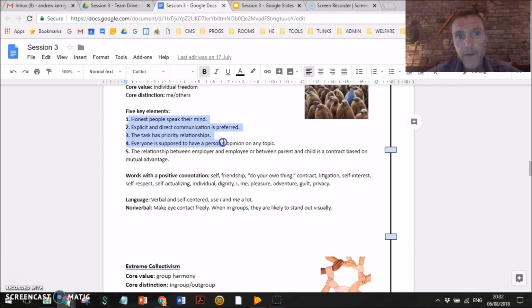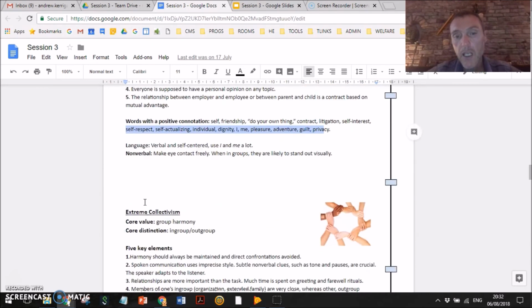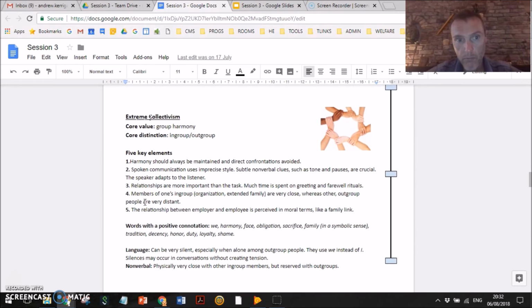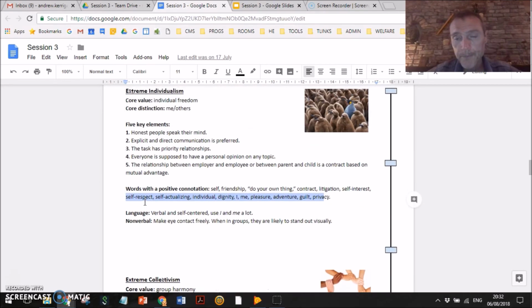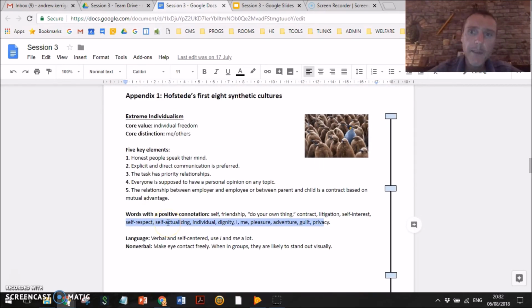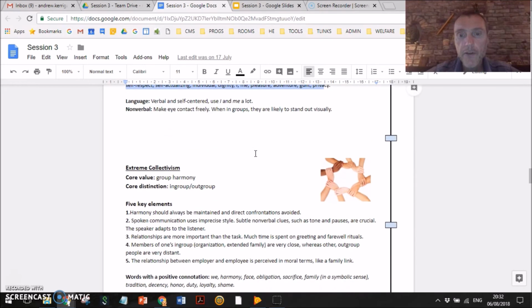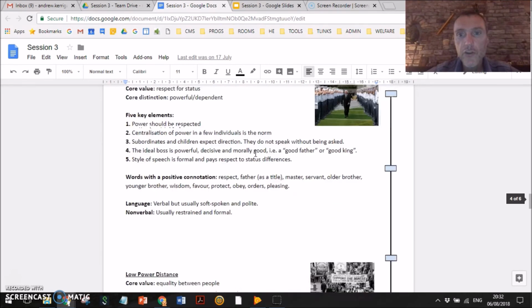They can look at the 5 key elements of this pole, words with a positive connotation, and they can look at some non-verbal and linguistic behavior. They can do the same with the other end of the orientation, the other pole. And then they want to think about which countries would occupy extreme positions. So they do that in small groups for each orientation.